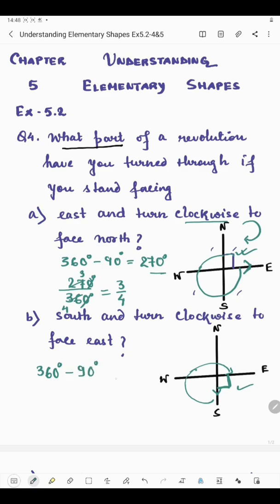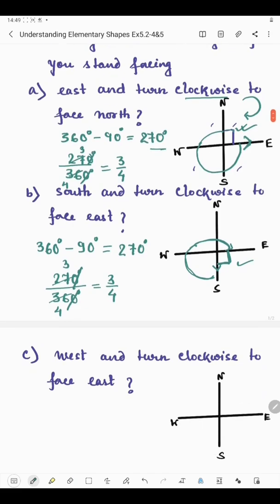And if you subtract from 360 degrees, then we'll be getting the remaining. Remaining means we'll be getting this reflex angle. So if you subtract this, we'll be getting 270 degrees. So we need to find the fraction. So it's 270 degrees divided by 360 degrees. 360 degrees is the complete revolution, and since it rotates from south to east, it makes 270 degrees. So it's 270 by 360. So the zeros will be cancelled. 9 3s are 27, 9 4s are 36. So it's 3/4 of a revolution if you stand facing south and turn clockwise to face east, okay?